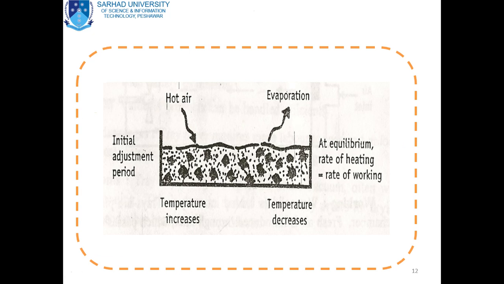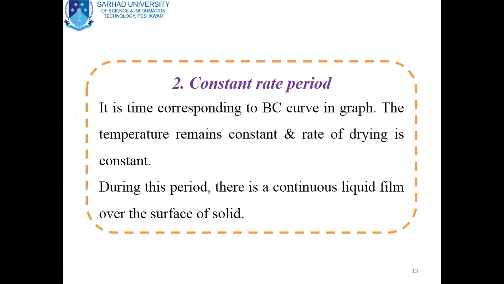What does it mean? That means the temperature remains constant and the rate of drying is constant. During this period, there is a continuous liquid film or layer over the surface of the solid material, and heat is continuously supplied, and that liquid film is removed continuously. The drying rate is constant during this phase, which is the constant rate period.